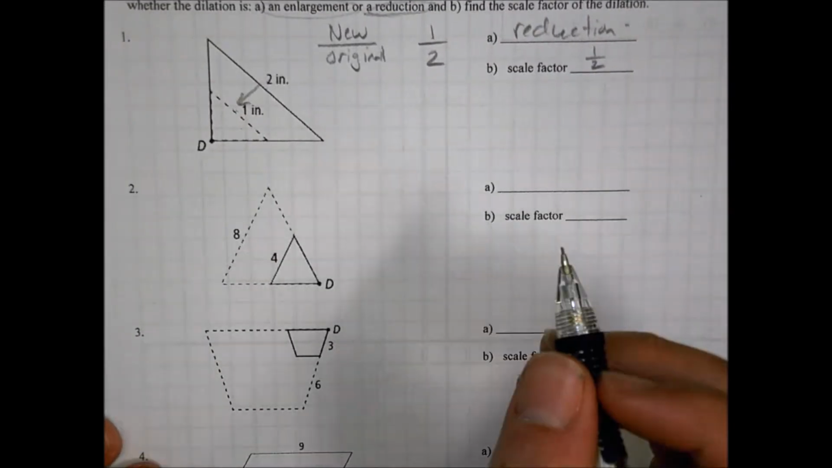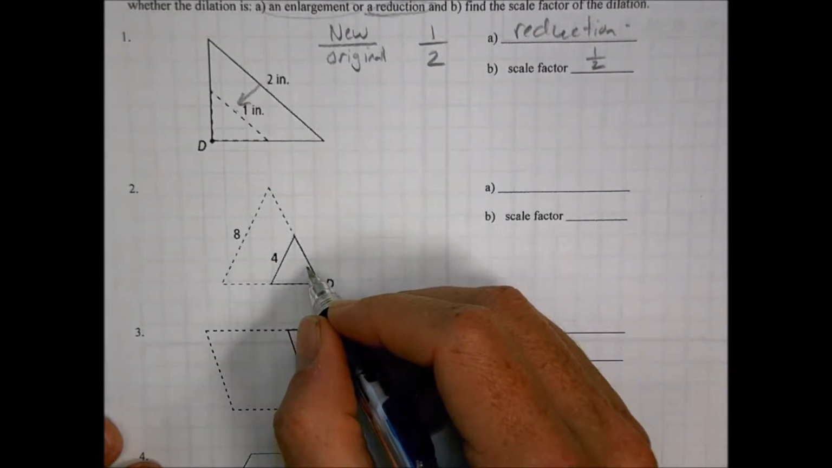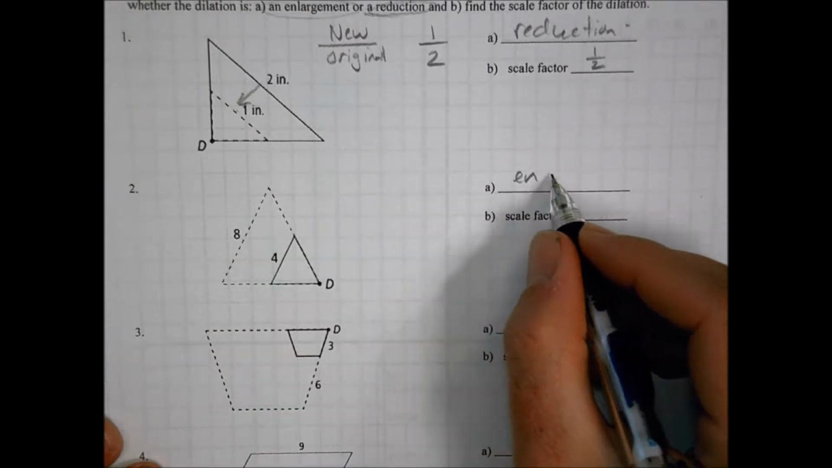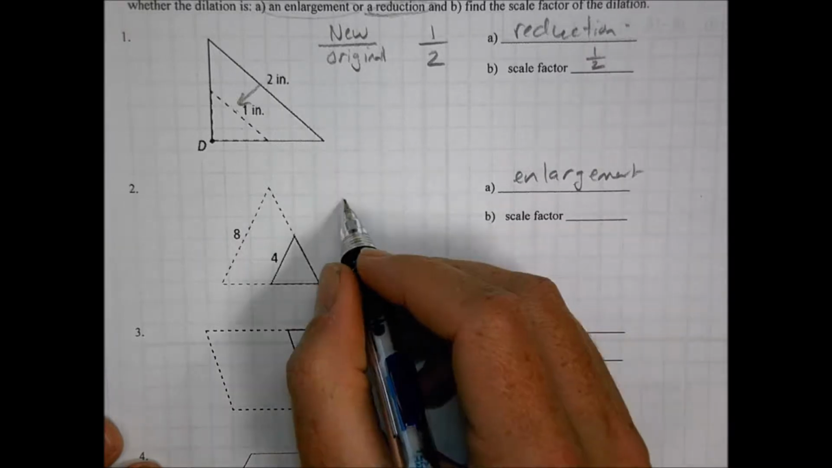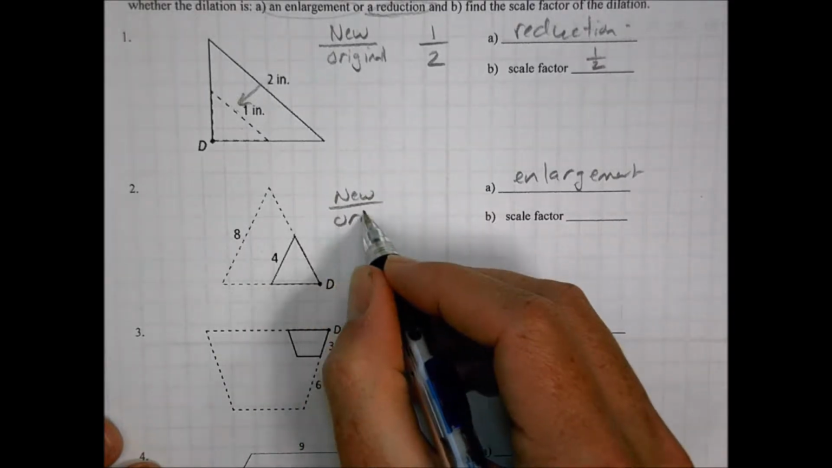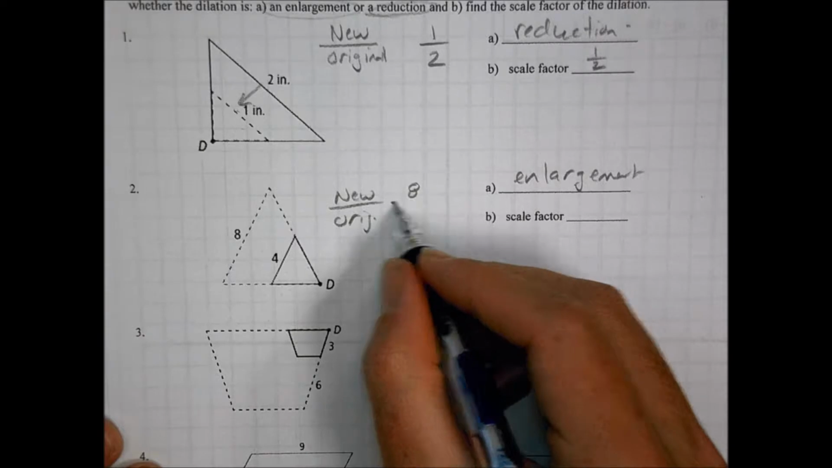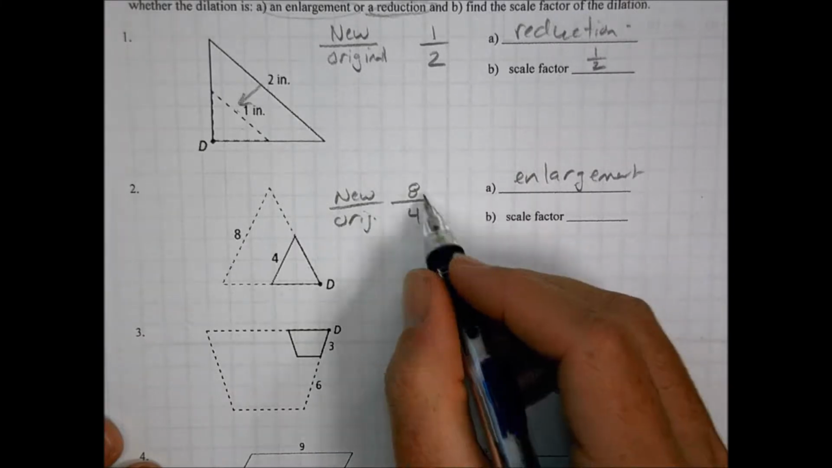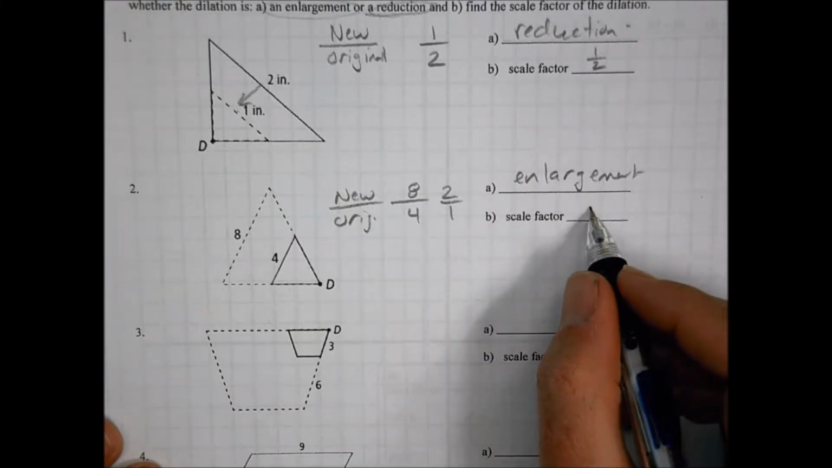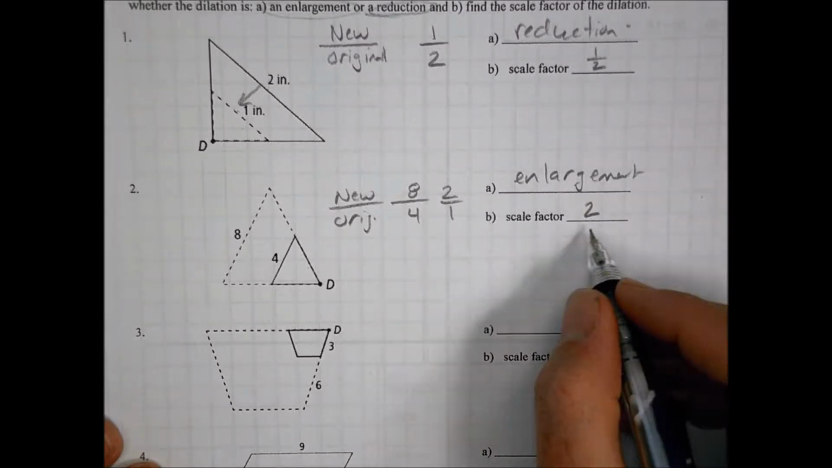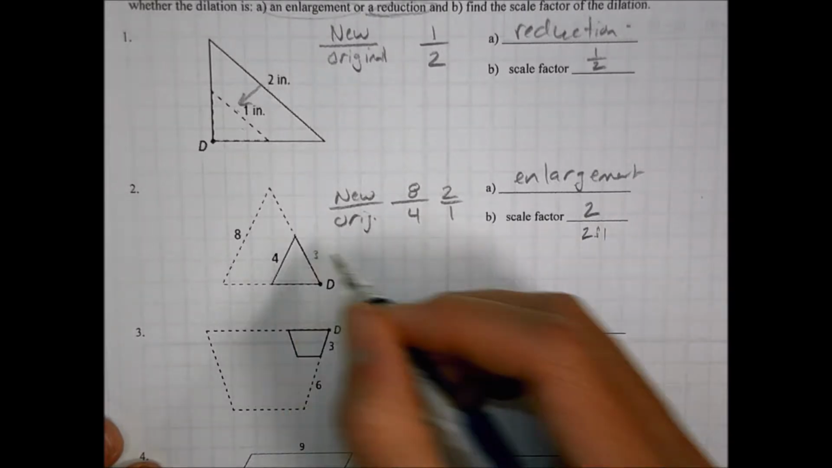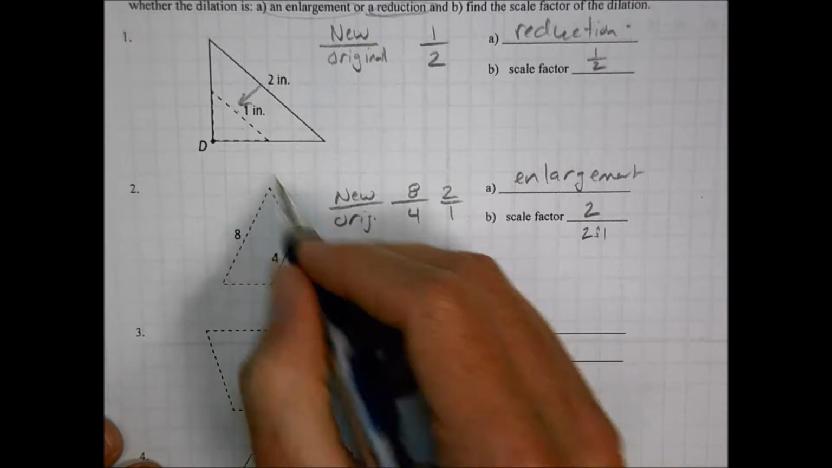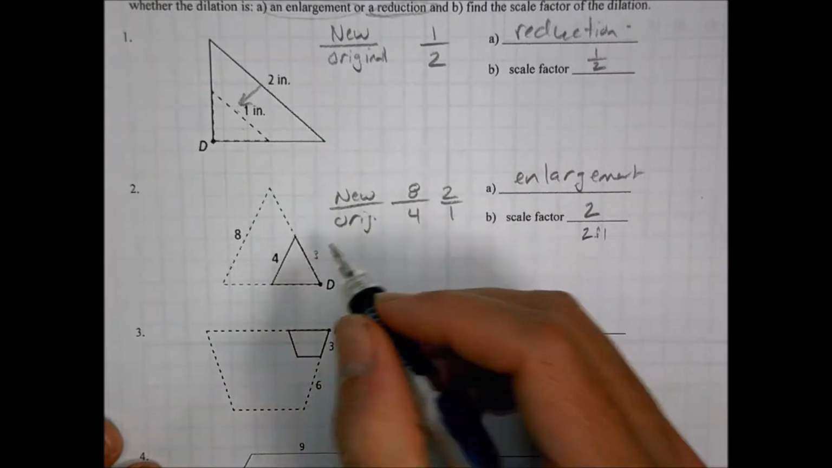That's our scale factor there. Looking at the second one, similar idea here. We're going from a smaller to larger, so we are going to be enlarging it, right? This would be an enlargement there. And if we talked about our new over our original, our new one happens to be 8 and our original was 4, and that becomes a 2 to 1, or a scale factor of simply 2. If you wrote it down as 2 or 2 to 1, those are both fine, but our scale factor is 2. Meaning if this was a length of 3, I'd multiply it by 2 and get the new longer length, which would be, in that case, 6.